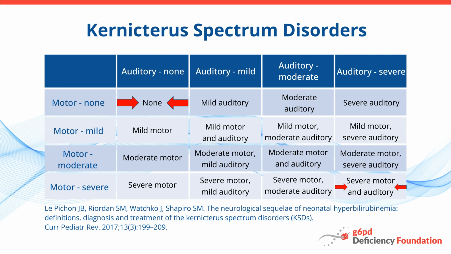Similarly, motor symptoms range from mild to severe. Those with poor muscle tone, athetoid cerebral palsy, and an inability to speak, feed, or walk fall within the severe category.